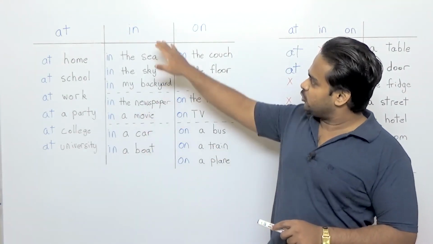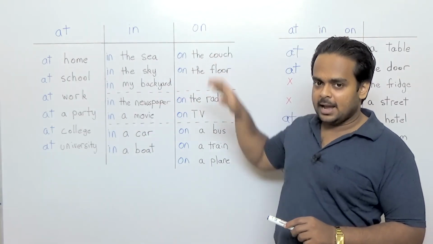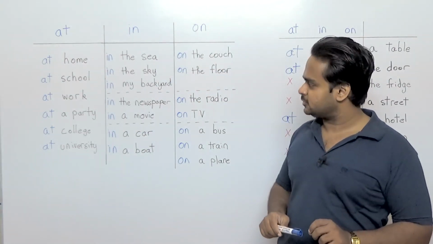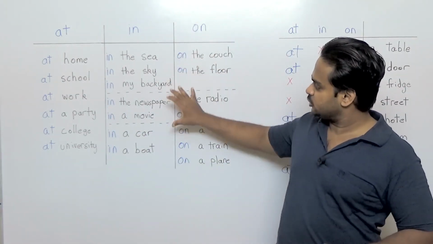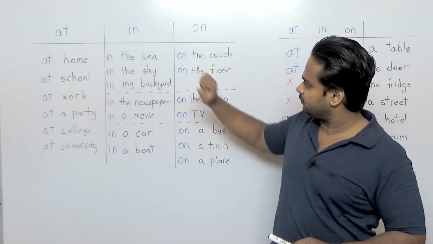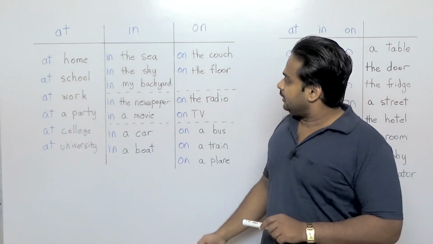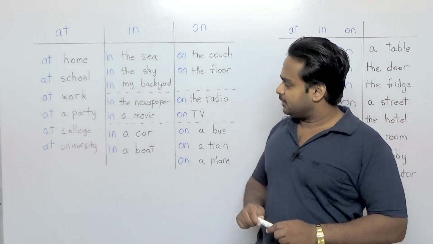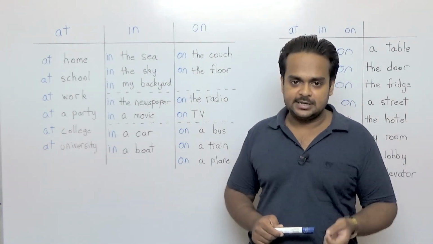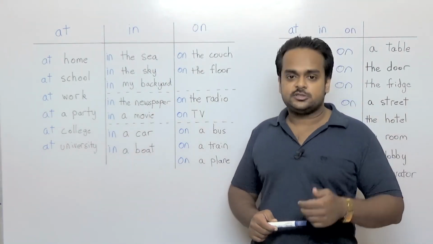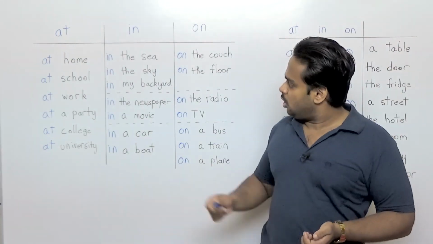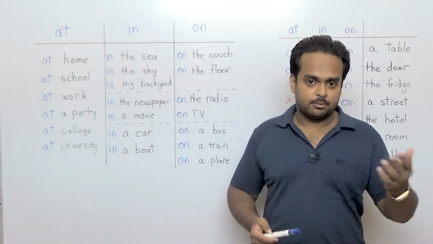Okay, let's now talk about "in" and "on," and there are some tricky expressions here. You'll see that I've divided these into 3 sections. Let's look at the first section. These are some common expressions with "in." We talk about fish in the sea, clouds in the sky. You might have a swimming pool in your backyard.